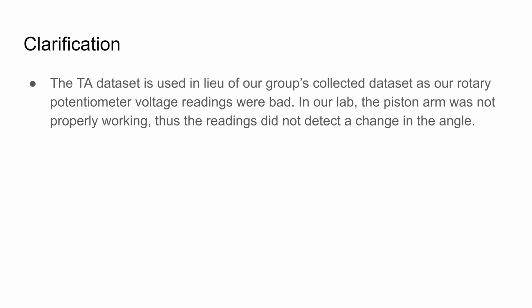For clarification, the TA dataset is used instead of our group's collected dataset because our rotary potentiometer readings were bad. In our lab setup, the piston arm was not actually working, it was stiff. So the readings did not detect a big change, or actually any change at all, in the angle. Therefore, we decided to use the TA dataset. Next slide.